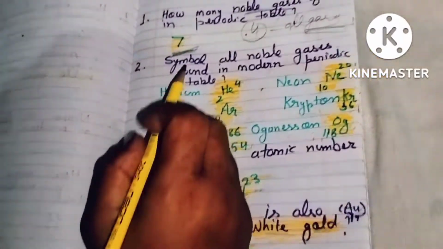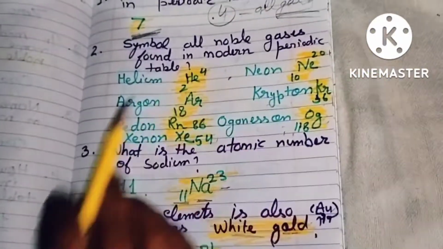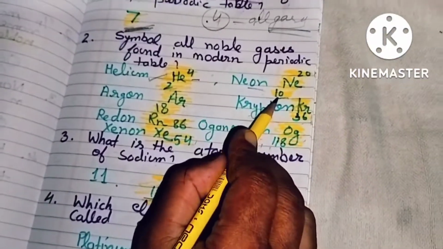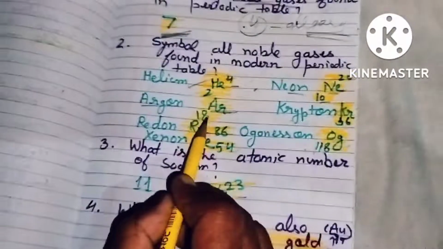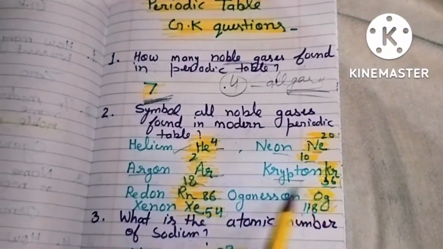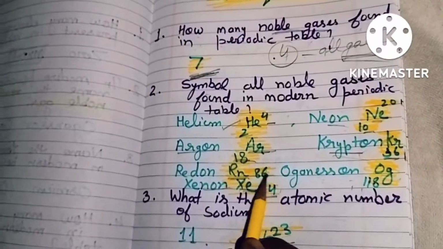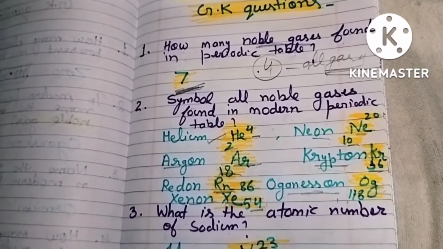Next, the symbols of all noble gases found in the modern periodic table: helium, atomic number 2, mass 4; neon, atomic number 10, symbol Ne; argon, symbol Ar, atomic number 18; krypton, atomic number 36; xenon, atomic number 54; radon, symbol Rn, atomic number 86; and oganesson, 118, symbol Og.